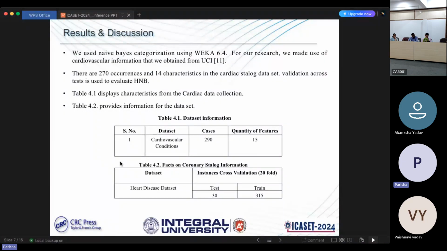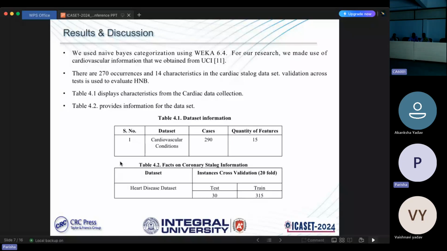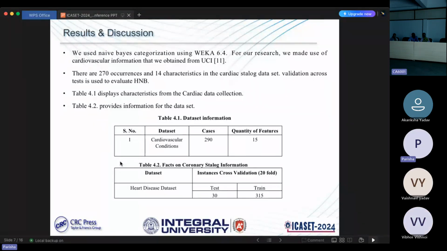Next, we have the results and discussion. We use naive-Bayes categorization using Weka 6.4 for our research. We made use of cardiovascular information obtained from UCI. There are 270 instances and 14 characteristics in our cardiac STELOG data set, with cross validation used to evaluate hybrid naive-Bayes. So here there are two tables, 4.1 and 4.2. Table 4.1 displays the characteristics from the cardiac data collection, that is cases 290, and the quantity of the features is 15. Our second table, 4.2, heart disease data set, provides the information for the data set, that is test conducted 30 and training 315 instances, with cross validation on 20 folds.